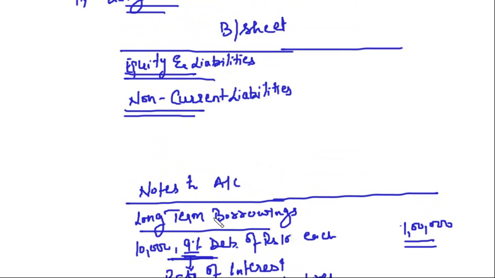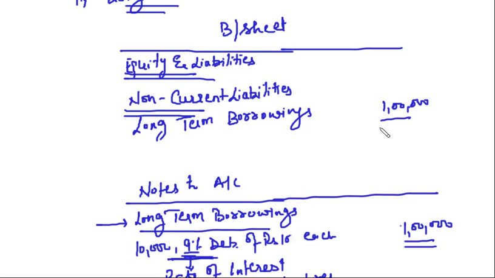So 1 lakh rupees is the long-term borrowings. Under the non-current liabilities you will show this head, long-term borrowings, of rupees 1 lakh. So this is how you are going to show the debentures as the long-term borrowings in the balance sheet under the head equity and liabilities and under the subhead non-current liabilities. There we will take long-term borrowings, and in the notes to accounts in the long-term borrowings we will show how much debentures of what rate: 10,000 9% debentures of rupees 10 each, right?